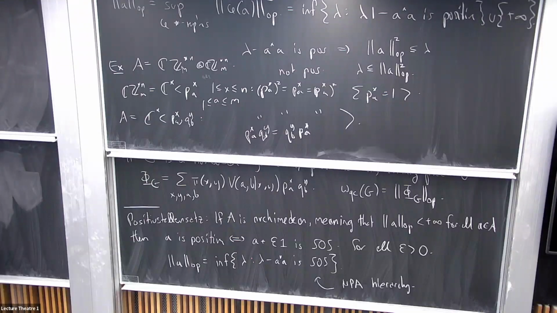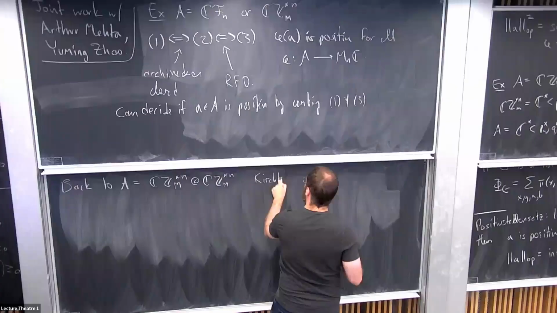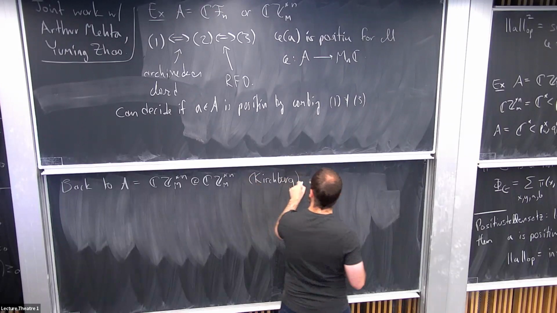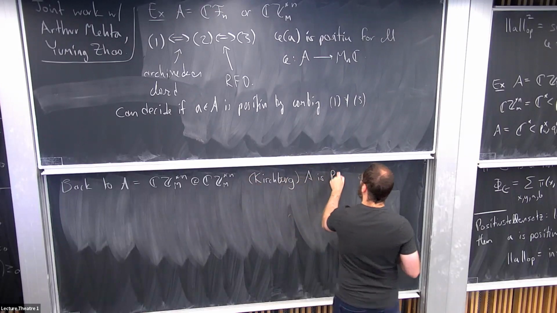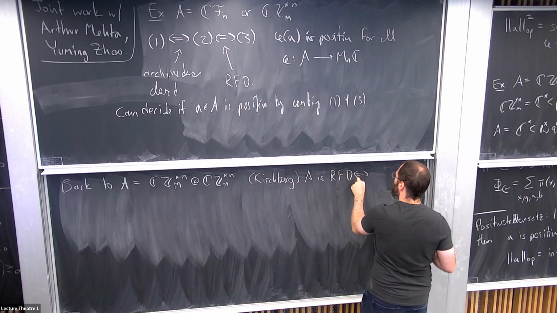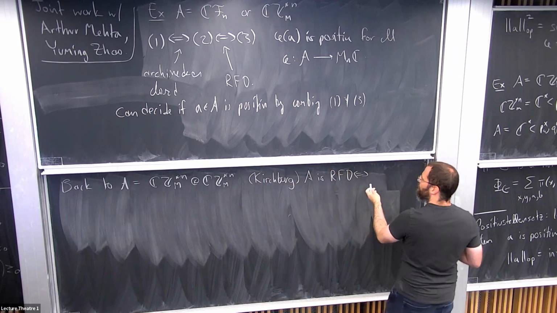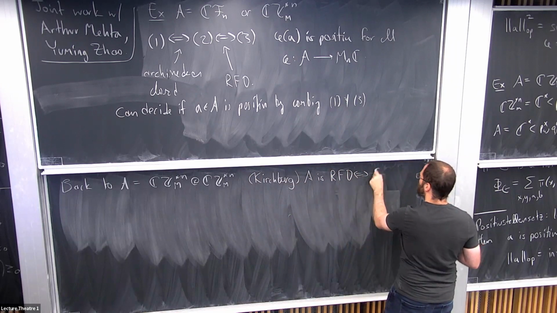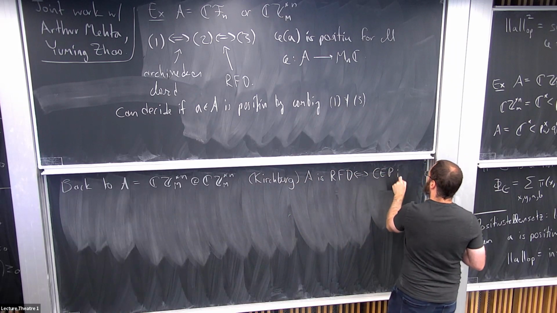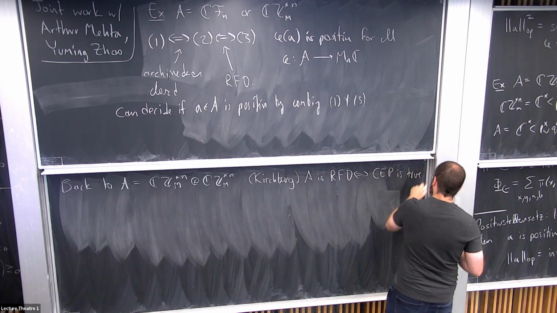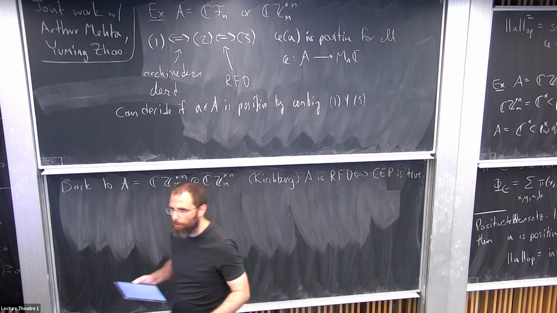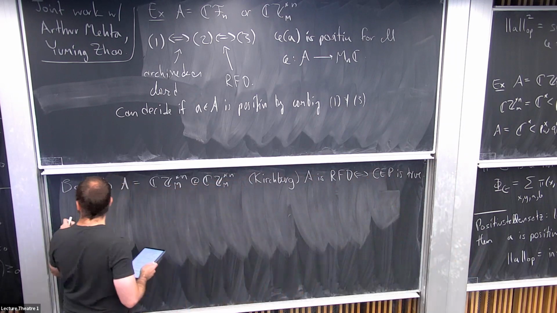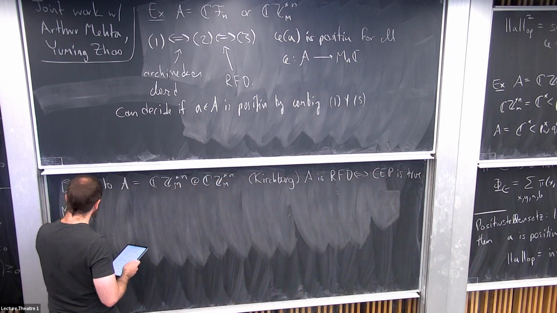So Hirschberg says that A is RFD if and only if Kahn embedding is true. Okay, and then of course we all know that means that MIP star equals RE. That's something to say about this.